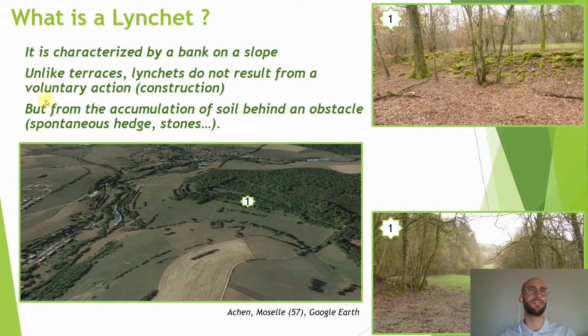A lynchet is a kind of bank on a slope, but unlike terraces, lynchets do not result from a voluntary action like construction, but from the accumulation of soil behind an obstacle, like a spontaneous hedge, as you can see on these pictures, and sometimes behind stones. And as you can see on these satellite pictures, a lot of lynchets are represented by the hedge, just here, like this.